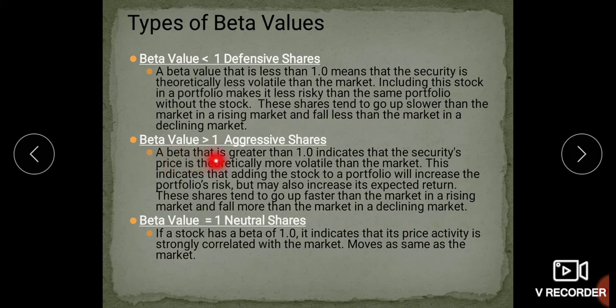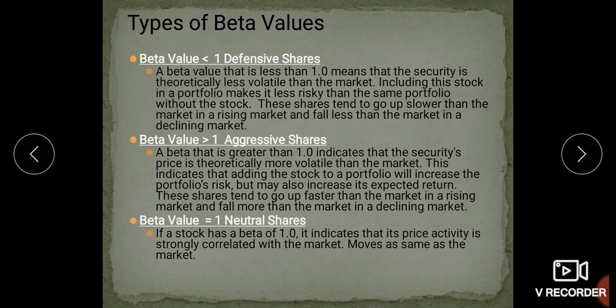And see, when beta value is greater than 1, that means higher systematic risk is there, and these are aggressive shares. A beta that is greater than 1 indicates that the security's price is theoretically more volatile than the market. So the particular share's price will react in a more increased manner than the market. These shares tend to go up faster than the market in a rising market and fall more than the market in a declining market. So it is riskier to include these kinds of shares in your portfolio, because whatever changes happen, this particular share's price will have a double impact.